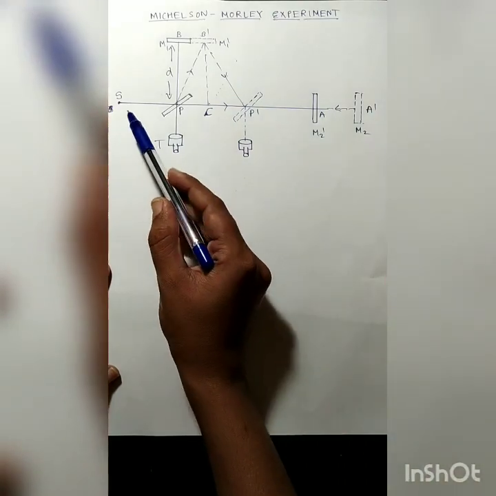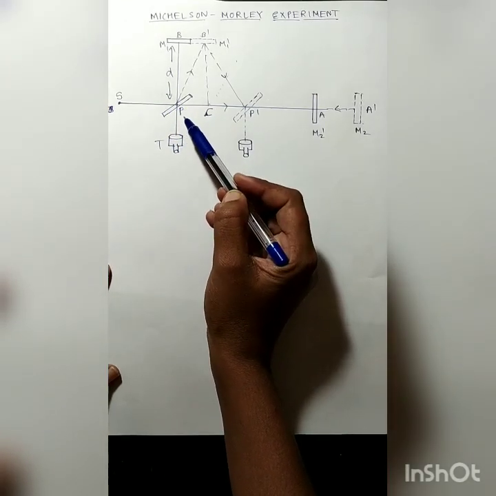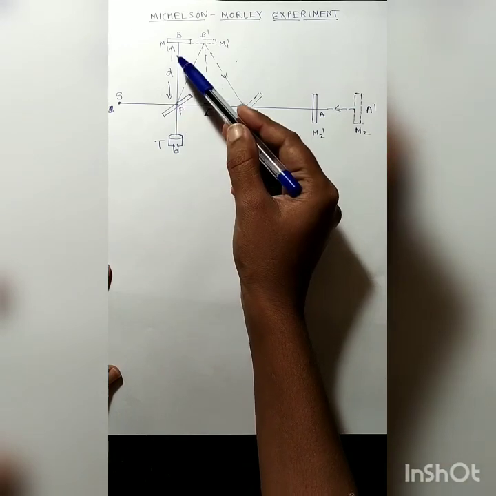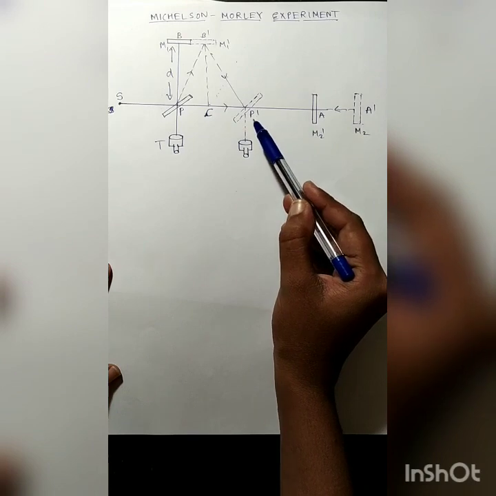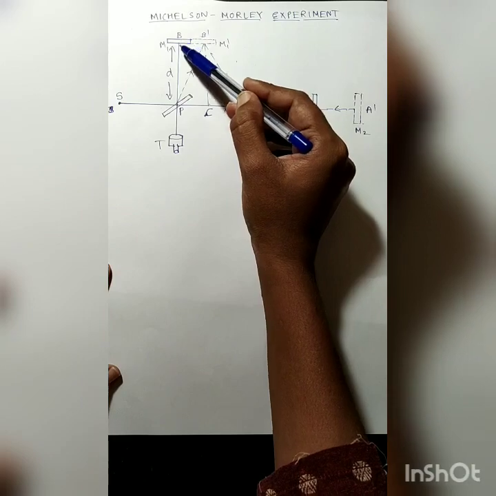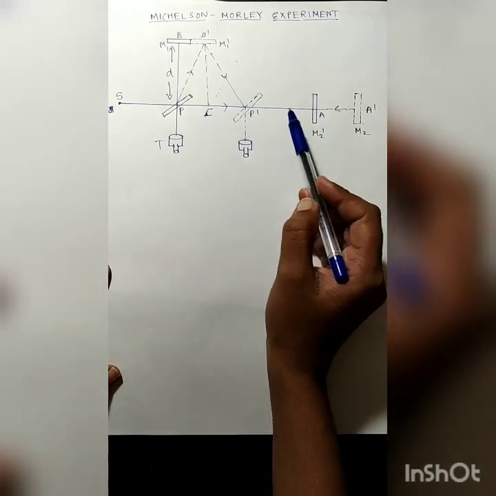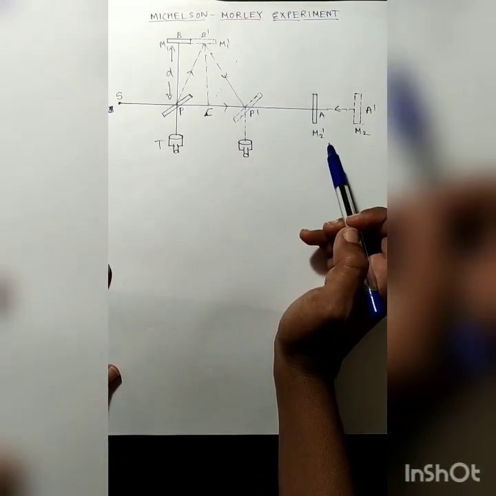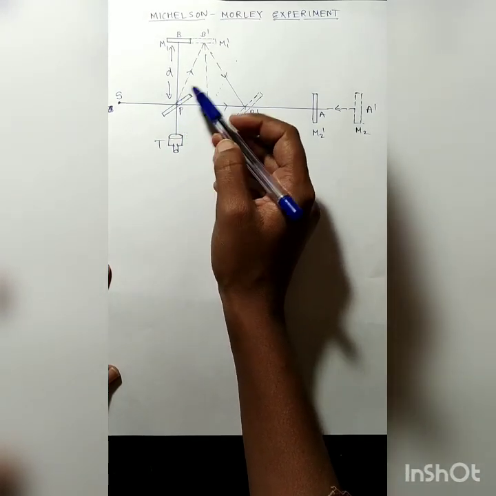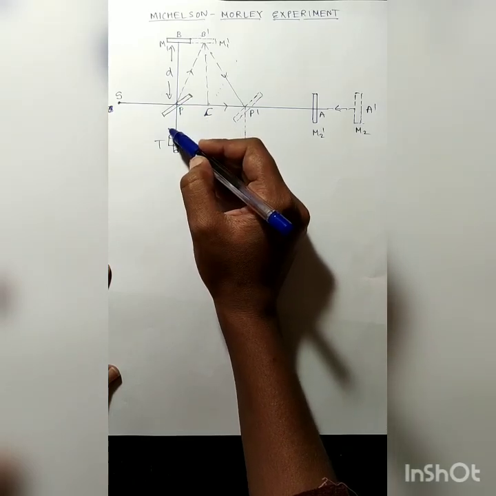Then as we know, when light comes from the source S, it will strike the semi-silvered glass plate P, and when it strikes, two cases will happen. One is it will reflect and another one is it will transmit. Whatever the reflected light is, it will be incident on the plane mirror M1 and come back to P. At the same time, the transmitted ray will be incident on the mirror M2 and come back to P. So these things will happen. Now when both the rays come back at the point P, an interference pattern will happen.